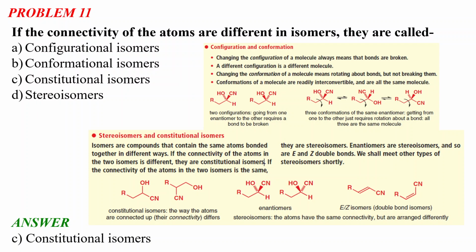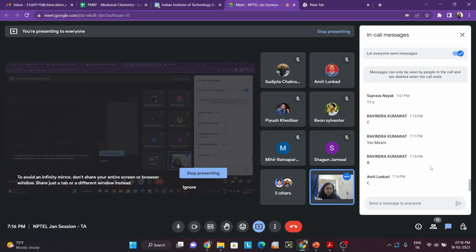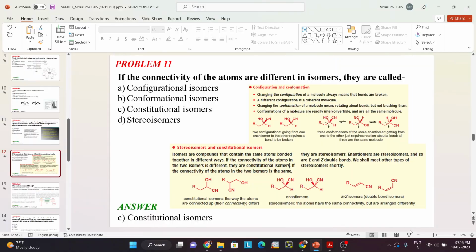Somebody answered this. Let me check. Okay, number B and number C. Somebody says B, now somebody says C. So we have two different contradictory answers. Somebody again, we have another answer, number B. Okay, let's see.